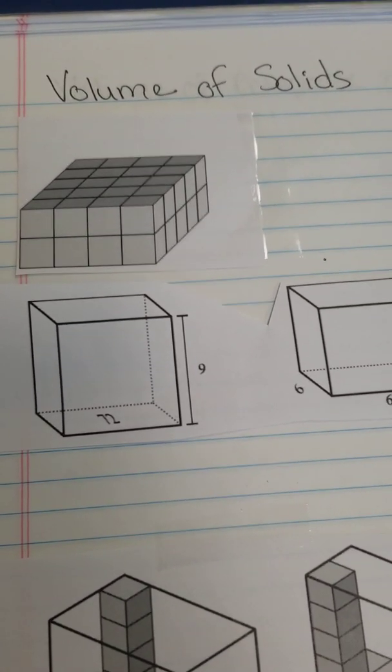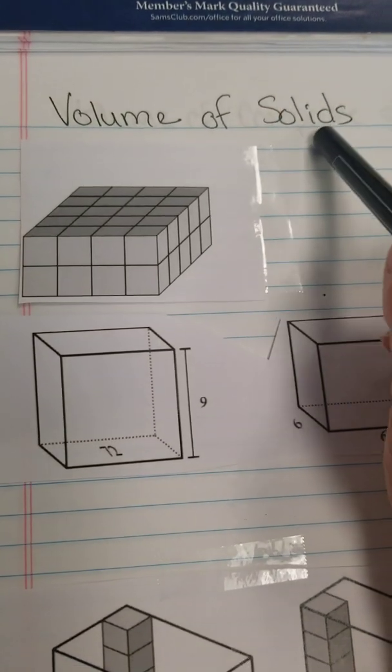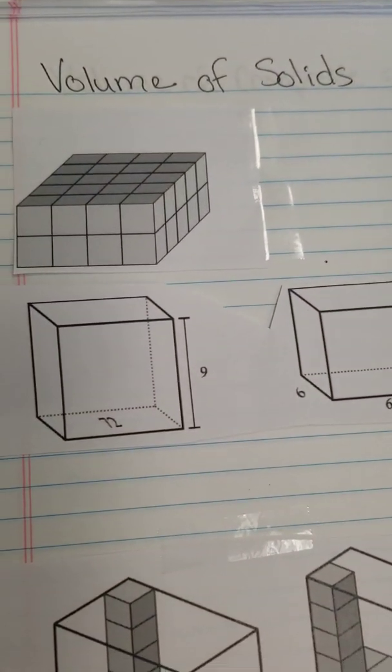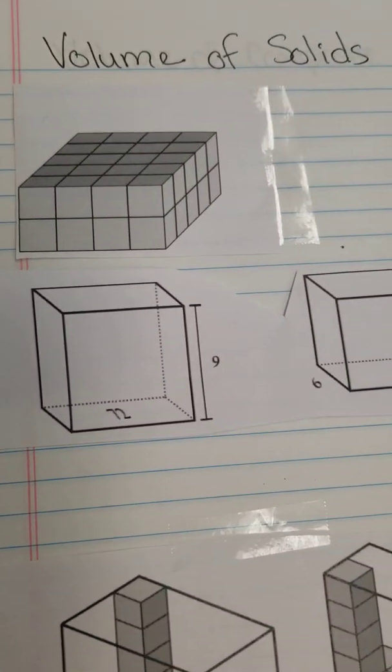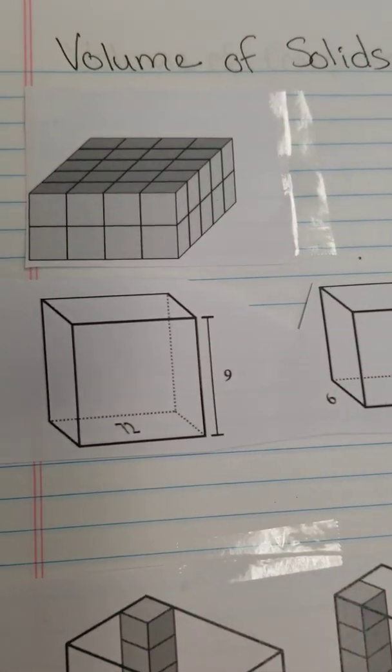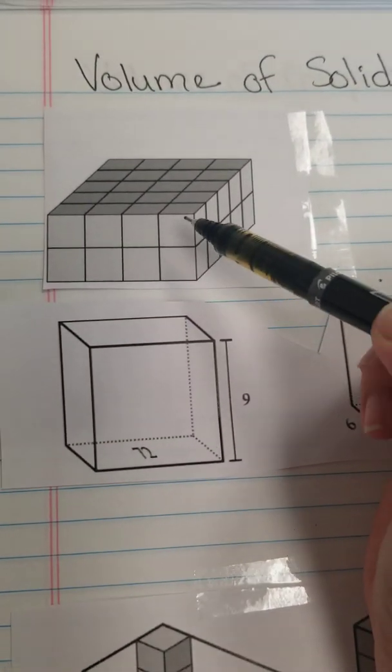Alright guys, today we're looking at finding the volume of solids. Solids is just the name for a 3D shape. So like this is a 3D figure on the paper. Of course paper is 2D, but it's a drawing of a three-dimensional figure. The dimensions are length, width, and height.